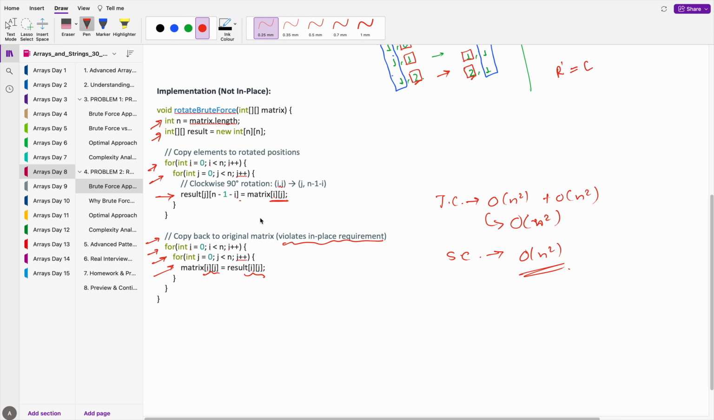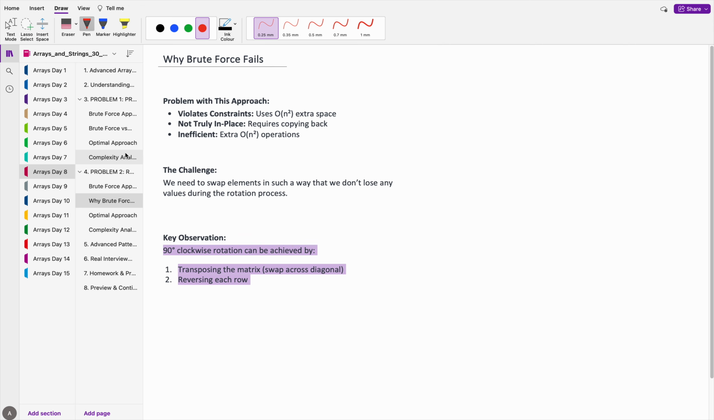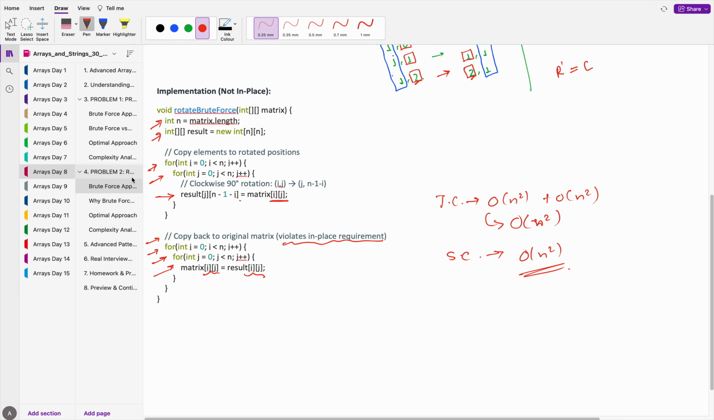Okay, that's why it is not too much feasible for here according to the present state, but let's see आगे क्या कर सकते हैं. So obviously it violates the constraint of extra space, n square use कर रहा है. Not truly in place, requires copying back, inefficient order n square operation. So what we can do then? Challenge, we need to swap elements in such a way that we don't lose any values during the rotation process. है ना?